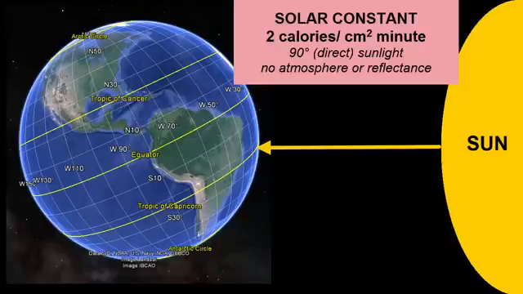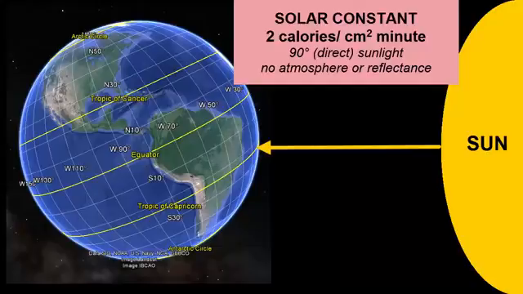The solar constant describes the maximum amount of sun's radiation that could be absorbed by Earth's surface if there were no atmosphere to remove it en route, and if that radiation was directed straight down on the surface at a 90-degree angle. The solar constant is 2 calories of heat per square centimeter per minute. Just how much heat is that?